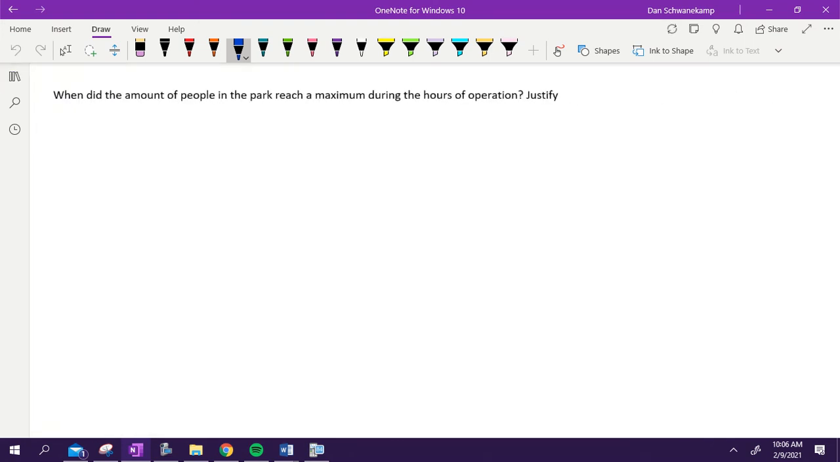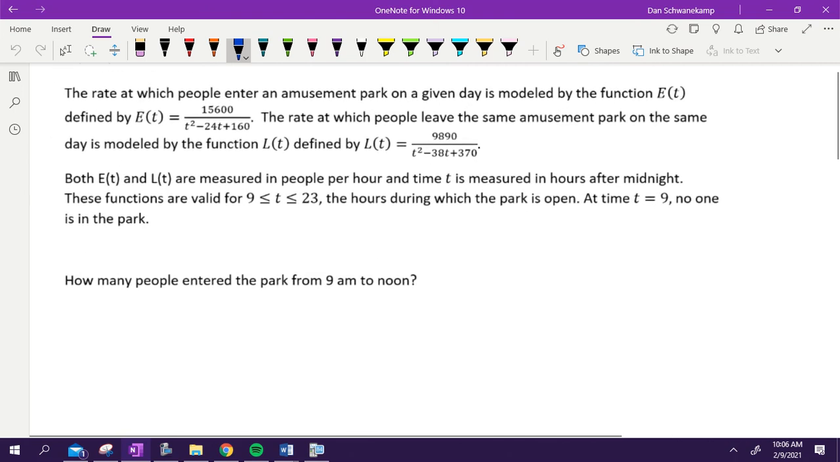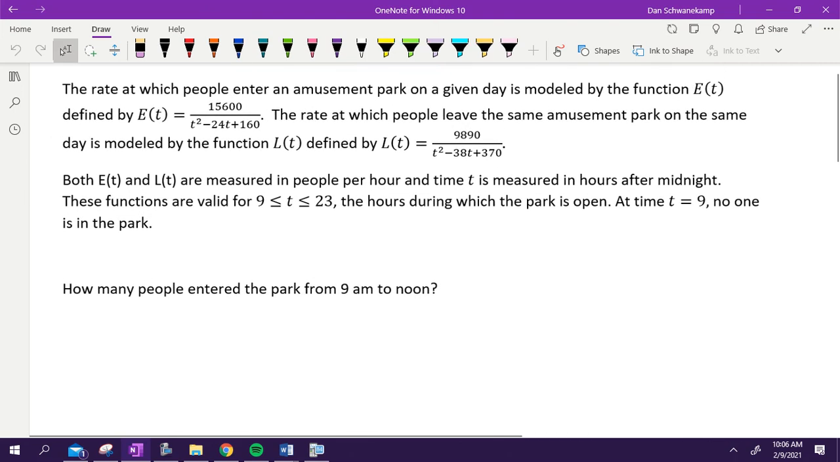So I got a couple of free response questions I wrote up. We're just going to answer. Okay, I don't really need you to give me an answer. I want to see the setup. What would you do in order to set this up? It says the rate at which people enter an amusement park is defined by this right here. So this is the E of t. That is a rate. Okay, the rate at which people leave the amusement park is L of t. They're measured in people per hour.